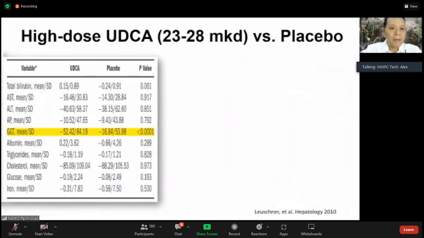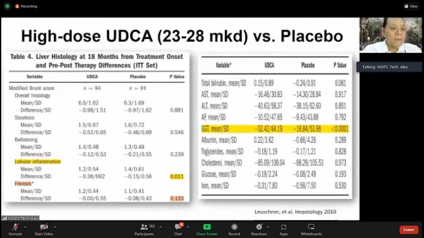So when they looked at biochemical parameters, you can see that ALT and AST, although they decreased in your UDCA group, were no different when compared to placebo. However, when you look at GGT levels, GGT, by the way, has been shown in one study to be a significant predictor of survival in patients with fatty liver disease. You can see here that GGT levels were significantly lower in patients who were given UDCA compared to placebo.